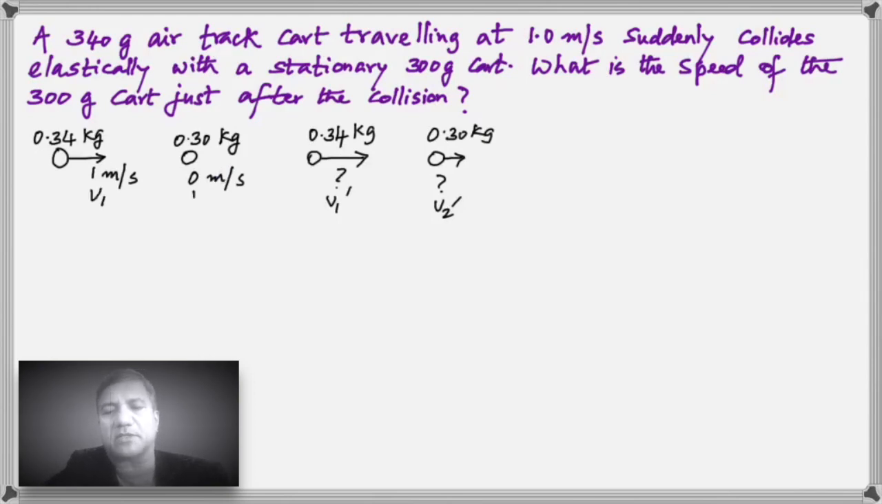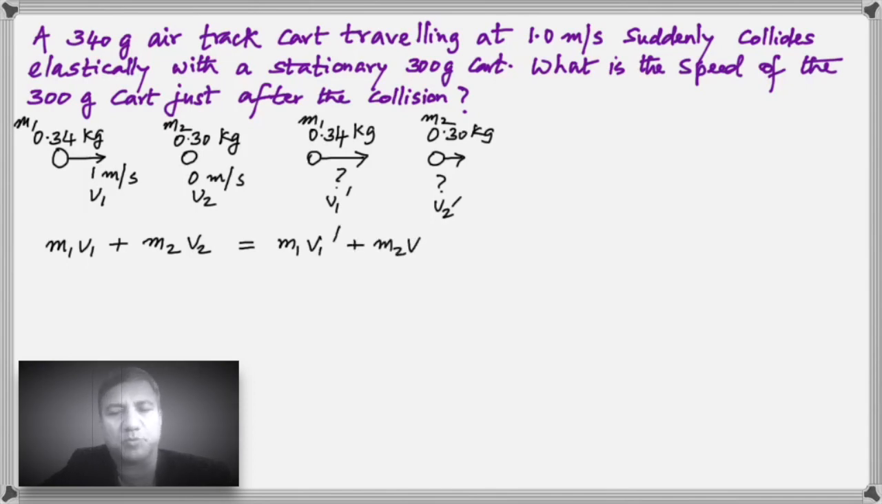So when you apply the conservation of momentum, we'll get an equation. So this is the conservation of momentum. M1V1 plus M2V2 is equal to M1V1 prime plus M2V2 prime. So when you substitute the numbers into that equation, we get 0.34 because 340 gram is 0.34 kilogram. And then this quantity becomes, of course, zero.